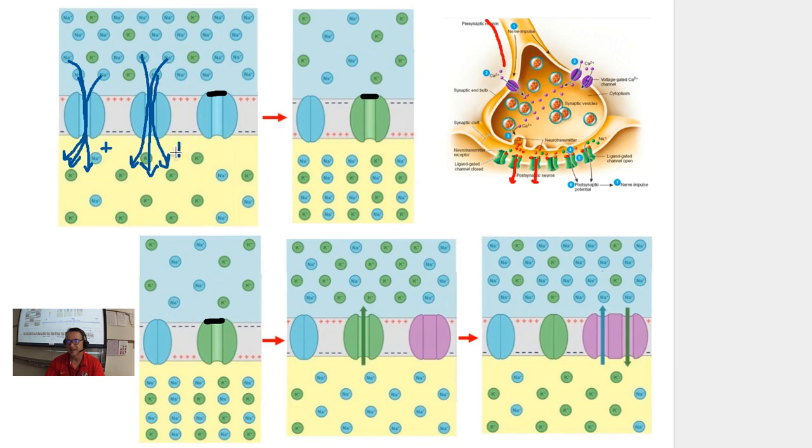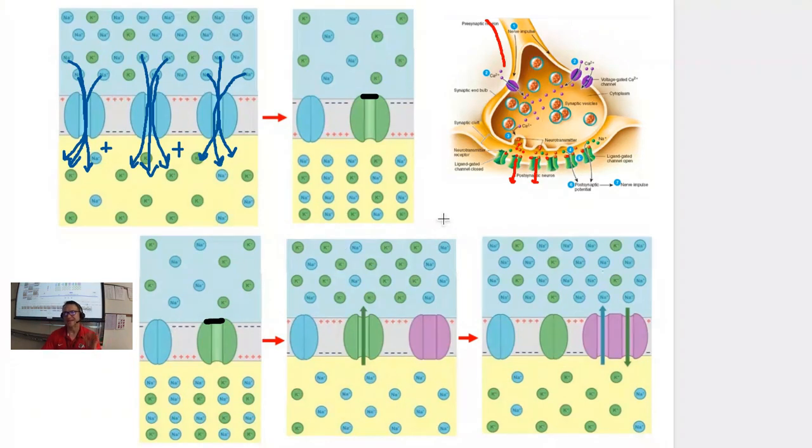So now it's going to be positive in here, positive 30. And that's going to cause the next voltage gated channel to open up, allowing more of these sodium ions to rush into the neuron. And this happens all the way down the axon. One after another, these voltage gated sodium channels open and allow sodium to diffuse into the neuron. That's what an action potential is, the opening of voltage gated channels all the way down the axon.